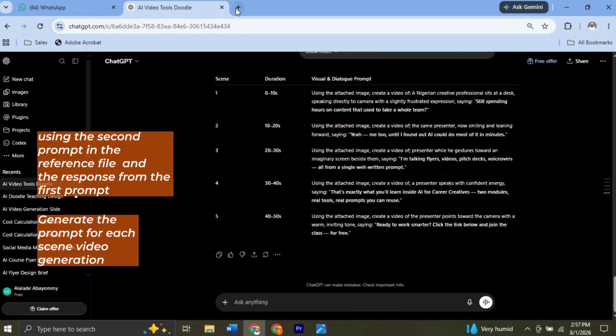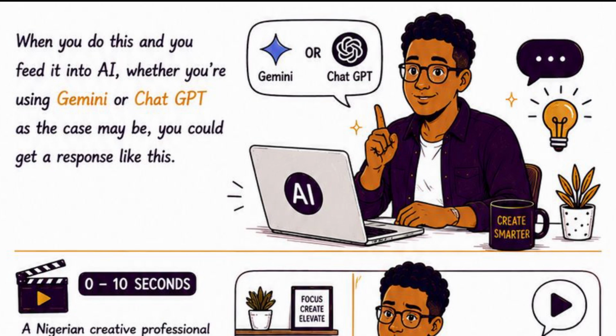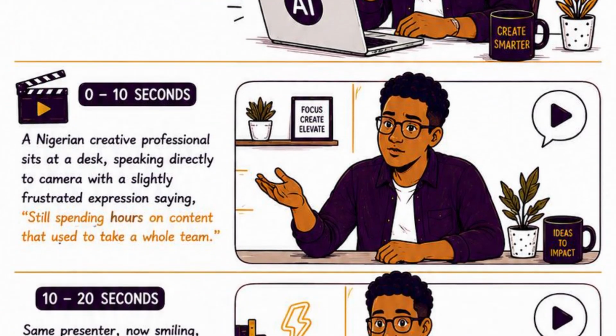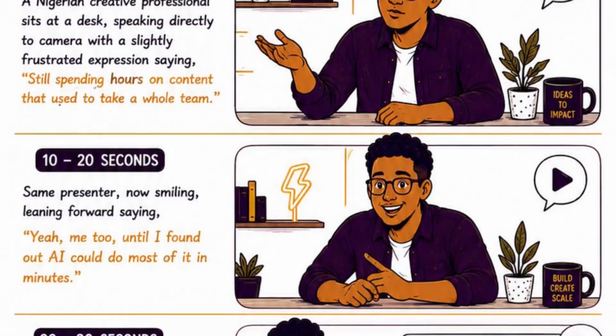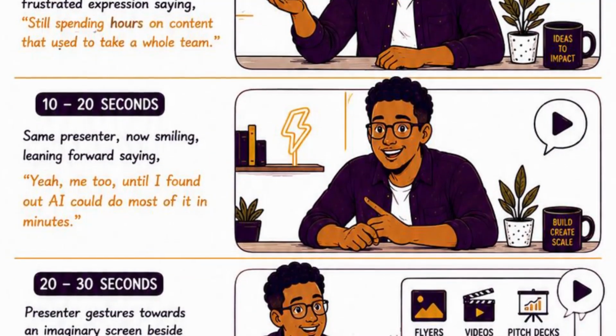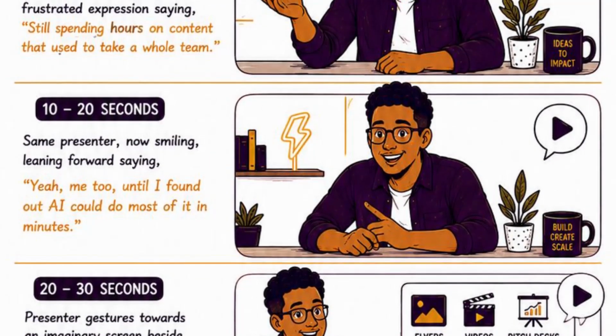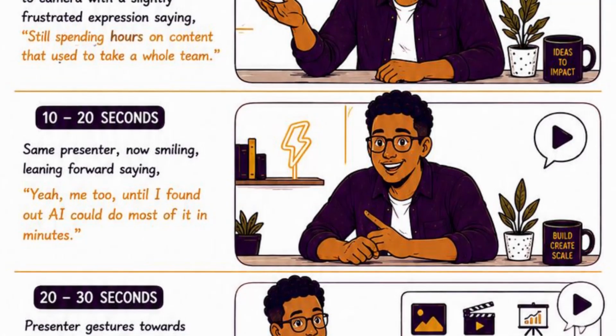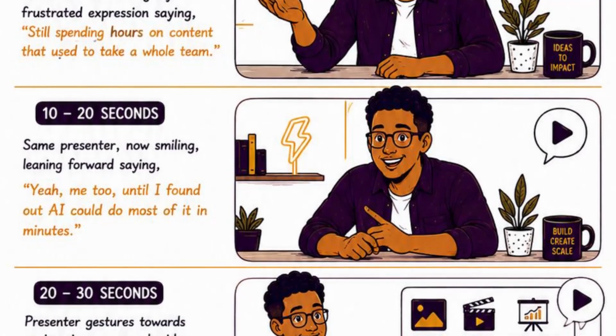When you do this and you feed it into AI, whether you're using Gemini or ChatGPT, as the case may be, you could get a response like this. 0 to 10 seconds. A Nigerian creative professional sits at a desk, speaking directly to the camera with a slightly frustrated expression, saying, "Still spending hours on content that used to take a whole team." 10 to 20 seconds. Same presenter, now smiling, leaning forward saying, "Yeah, me too, until I found out AI could do most of it in minutes."